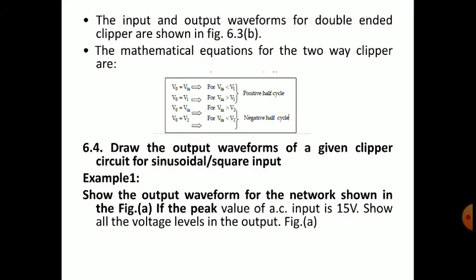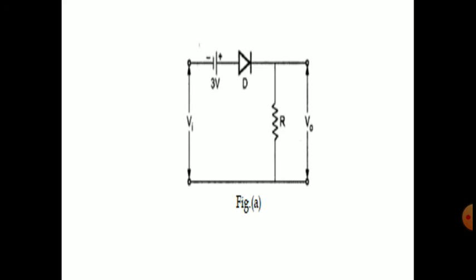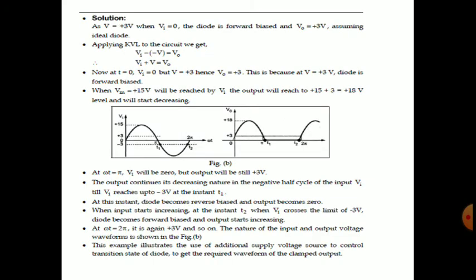And see, what is the input peak value here? The input peak value is 15 volts, which is greater than VR. Right? The condition is VR less than Vmax. Vmax is 15, VR is 3. So we get a considerable portion clipped off. So the output will be, see.